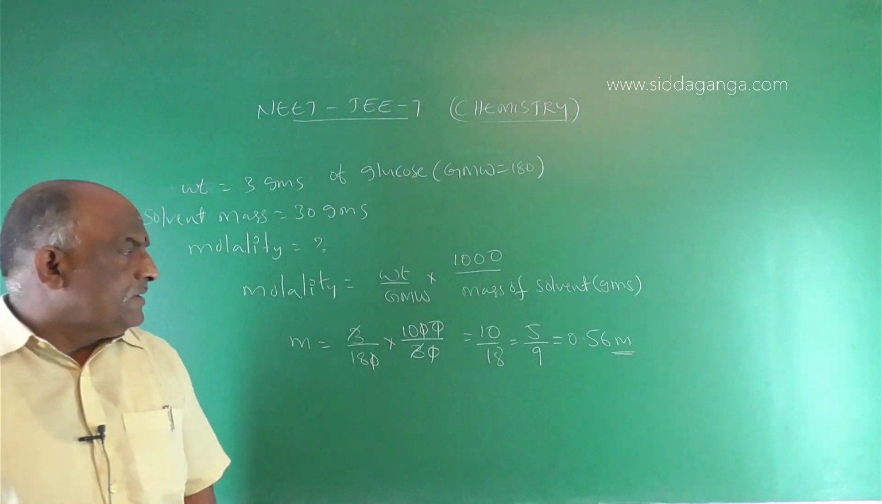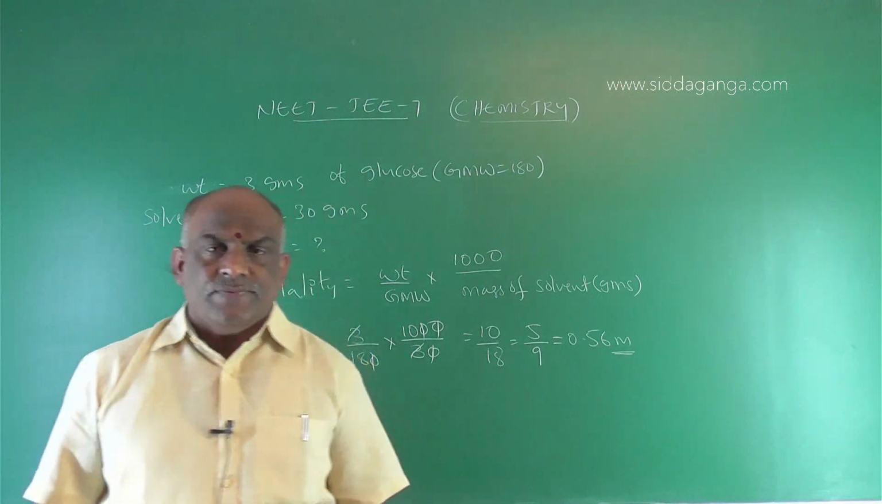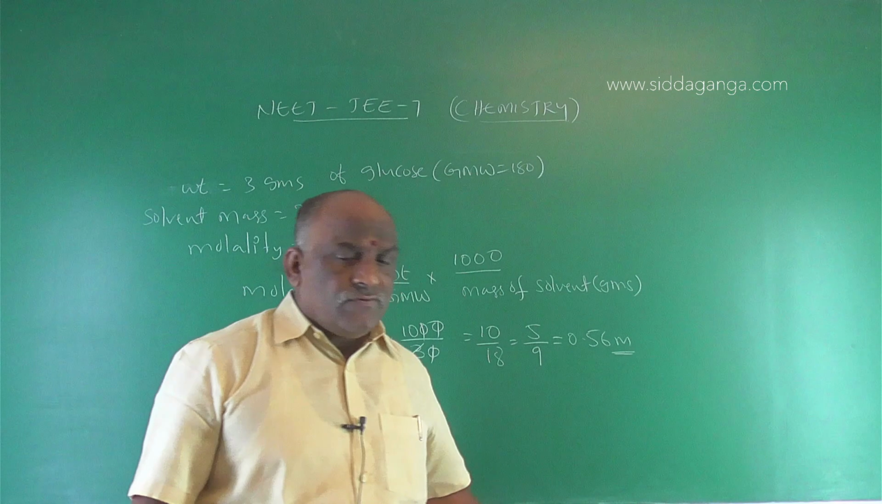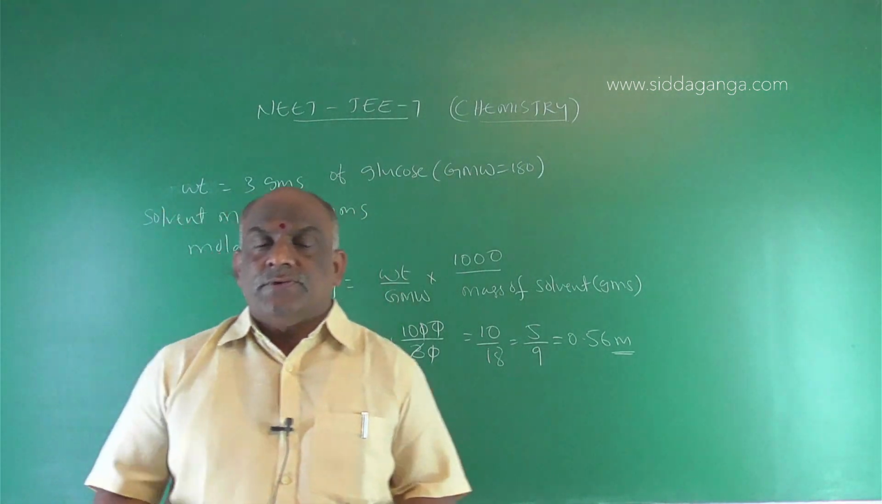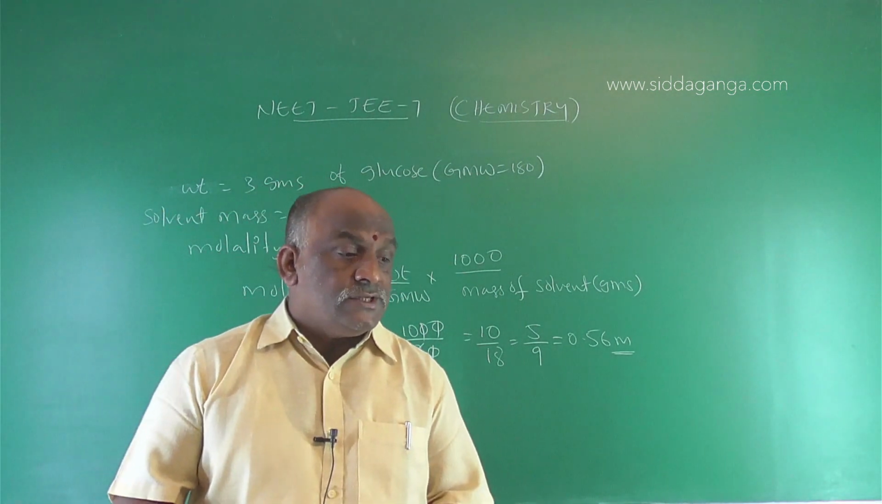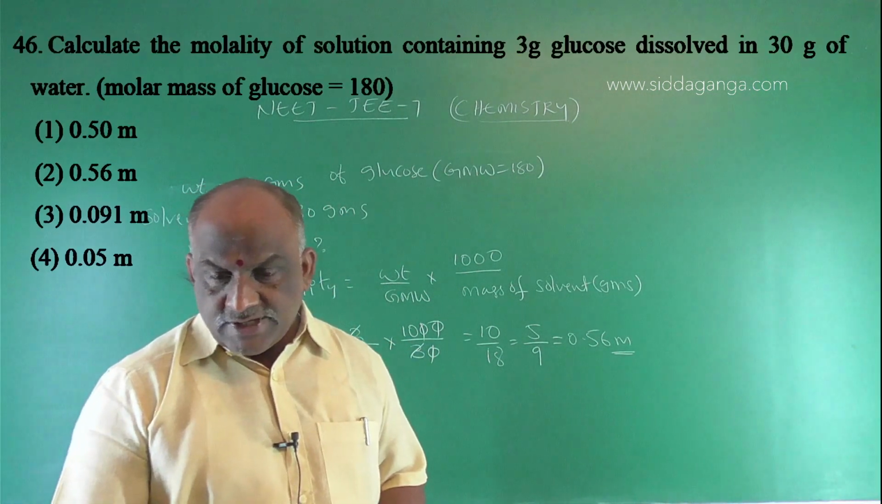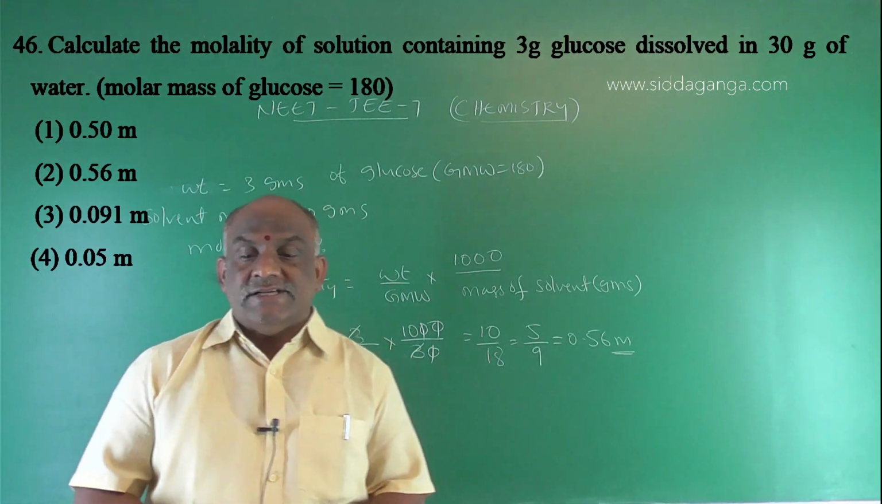Because 9 5s are 45, that is a simple simplification. 5 by 9 is equal to 0.56. So the second option is right for this question. You should go with the second option, 0.56 m.